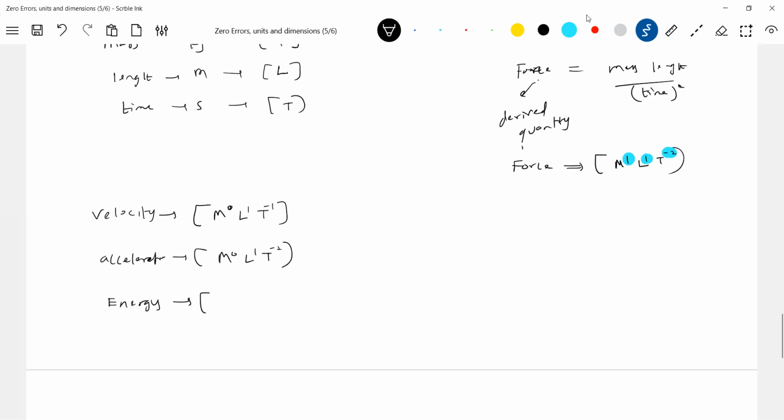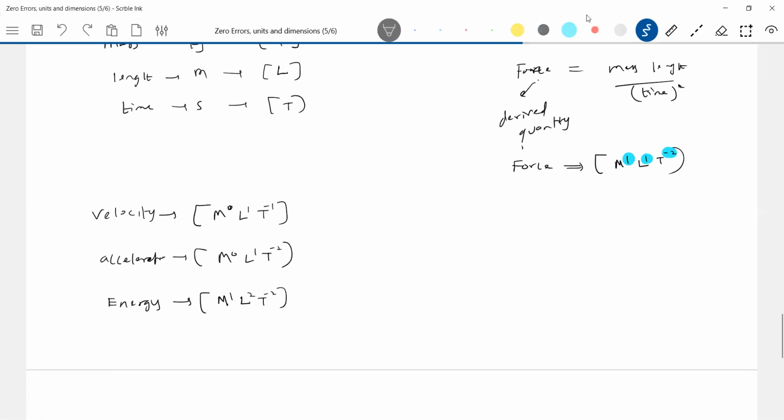The best thing is potential energy, you take it. Potential energy or kinetic energy, you can write M1, L square, T minus 2, because half M V square, and half is not related to dimension. Or you do MGH: M is 1, G is L, T minus 2, H is L1. So this will be the energy.